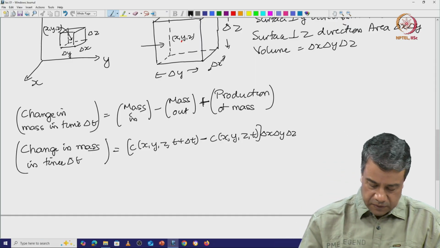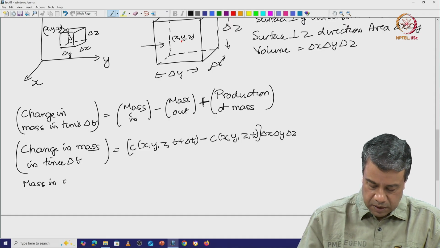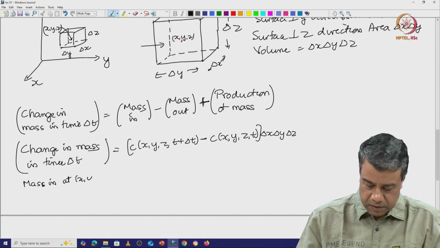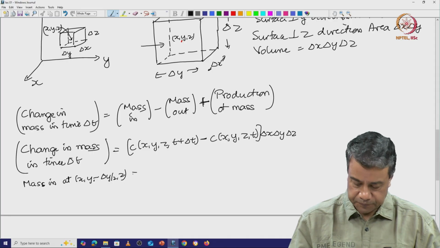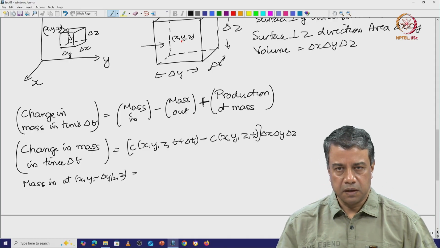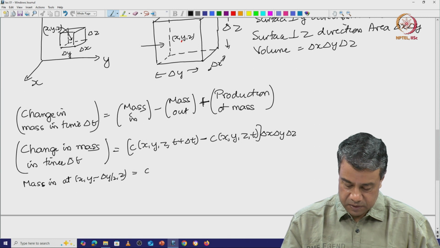Therefore, the mass in at x, y minus delta y by 2 comma z is going to be equal to the flux. Note that the flux is equal to c times the velocity plus the diffusion flux.